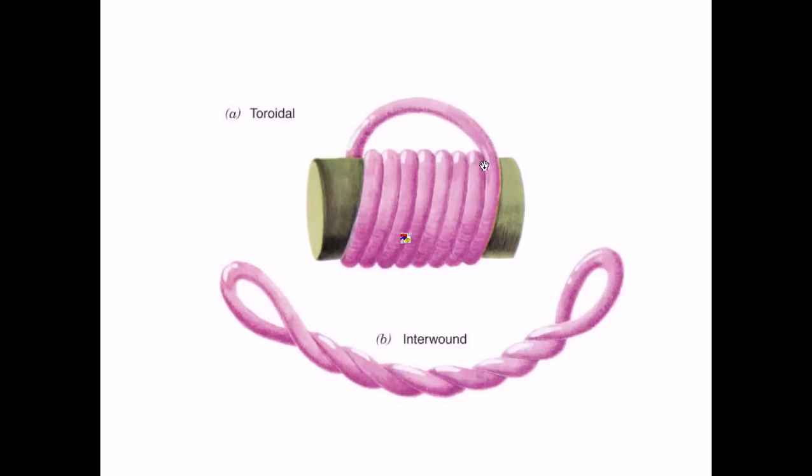But on the other hand, the interwound ones that we have already talked about before, in all the previous descriptions, is where the DNA is itself coiled around its own axis like this, right?